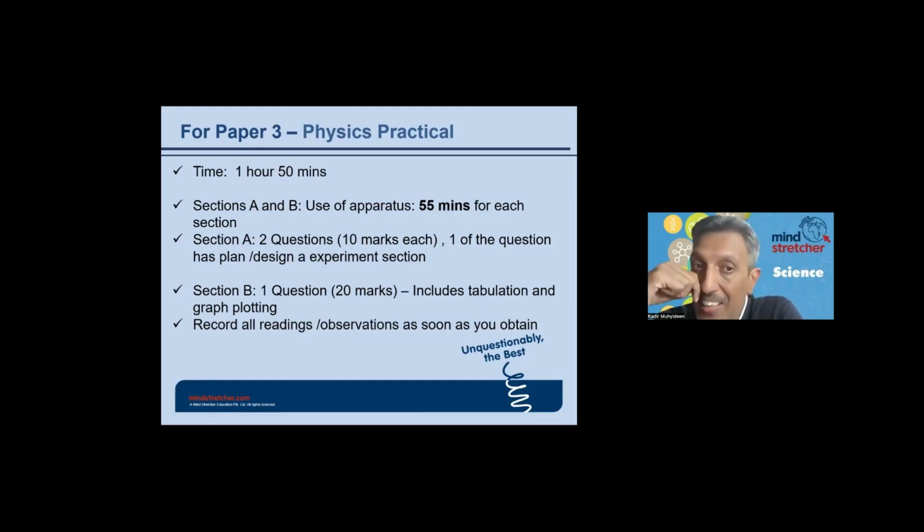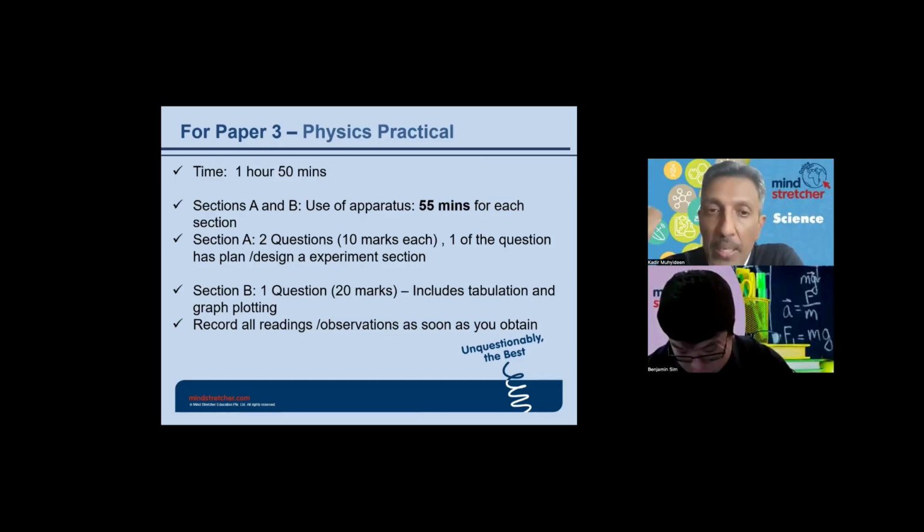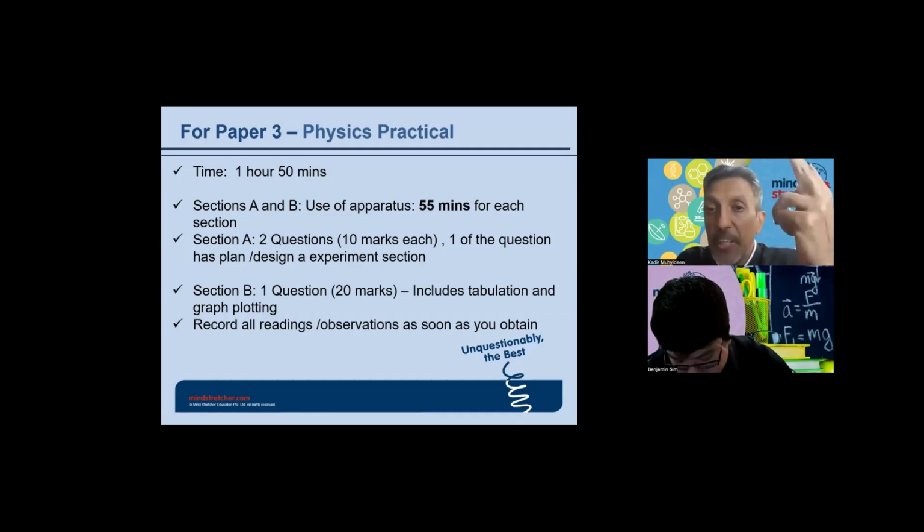Now, section A has two questions, and it's 10 marks each. One of the questions in section A has the planning or design an experiment. Section B has one long question which is worth 20 marks. And this is the question that includes your tabulation and graph plotting. So basically, section A, 20 marks, section B, 20 marks.